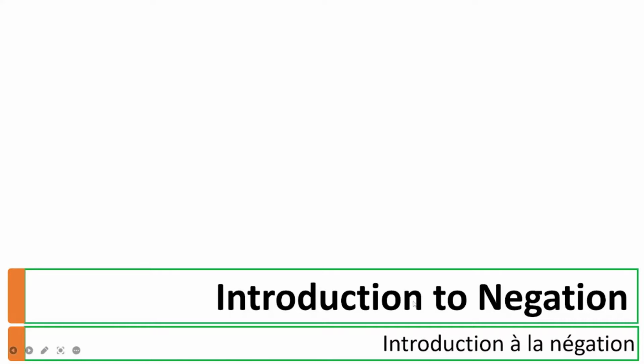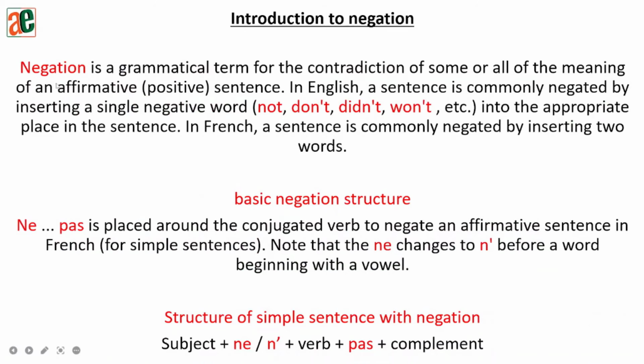In this exercise, we will have to turn sentences into negative. So let's first start by learning what negation is and how we can negate a sentence. Negation is a grammatical term for the contradiction of some or all the meaning of an affirmative sentence. In English, a sentence is commonly negated by inserting a single negative word, not, don't, didn't, won't, etc., into the appropriate place in the sentence.